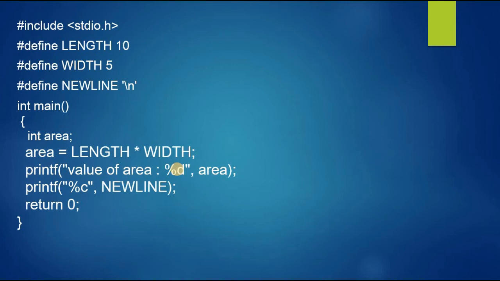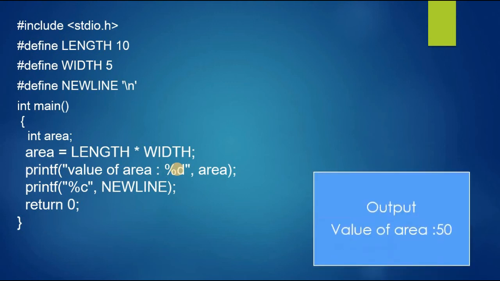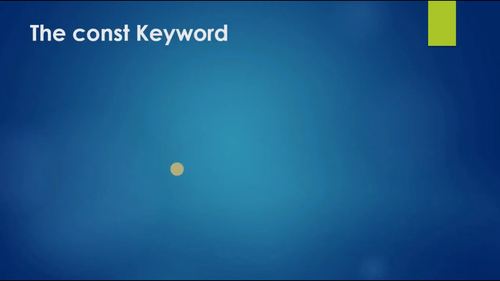Then what will be the output for our program? The output will be value of area is 50, because we declared length as 10 and width as 5 by using the #define preprocessor. So it is calculated with the formula area is equal to length into width, and we get an output of 50. This is how we used the #define preprocessor.